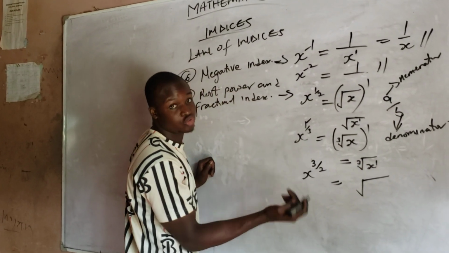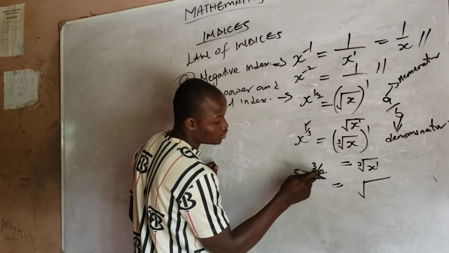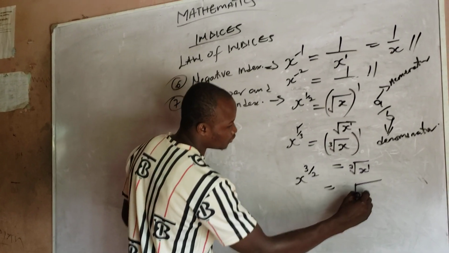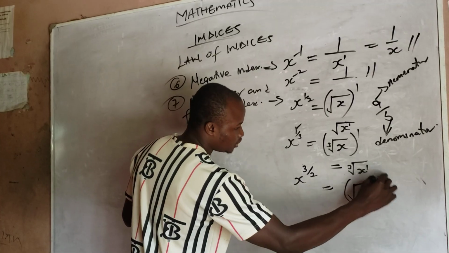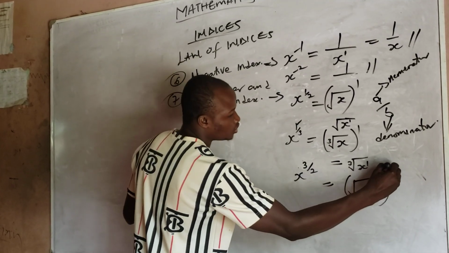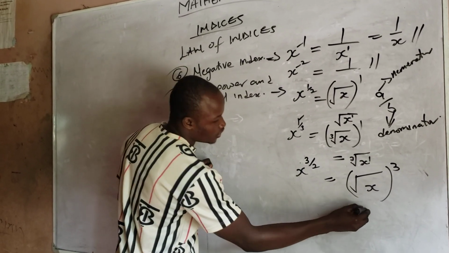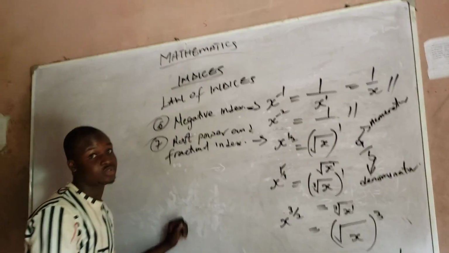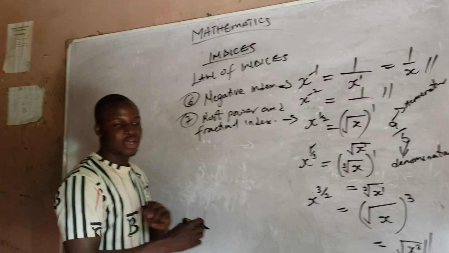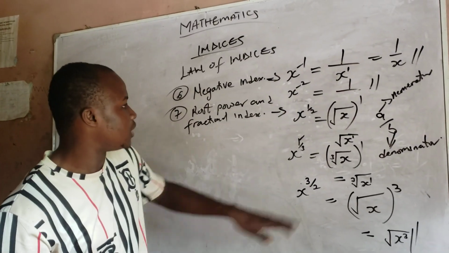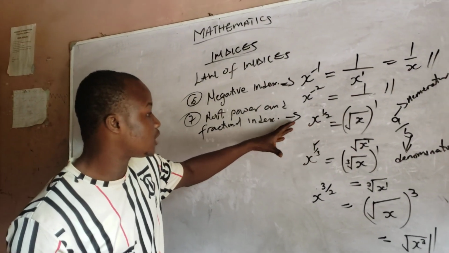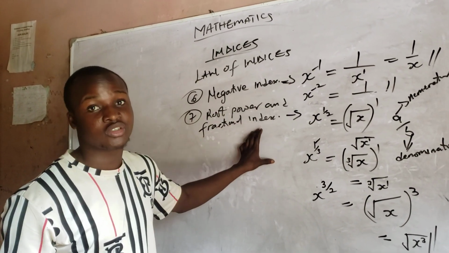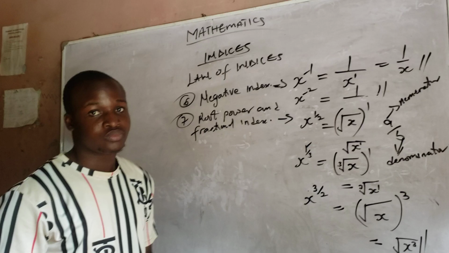This denominator will form the root, right? Yes, which is 2. We can't say 2 roots, it is square root. Square root of x. You can do it like this, raised to the power of the numerator, which is 3. Or you can say square root of x raised to the power 3, it is still the same thing. So, and so on and so forth. Whenever you come across this type of question, you have to apply root power and fractional index. So this is how it goes.